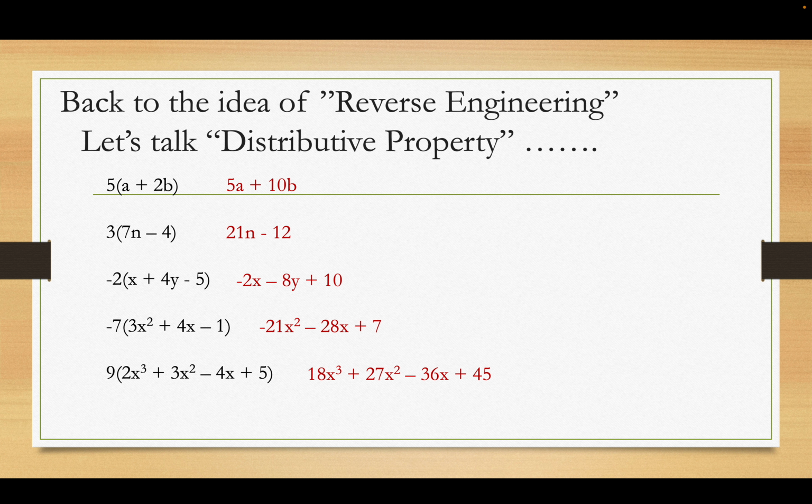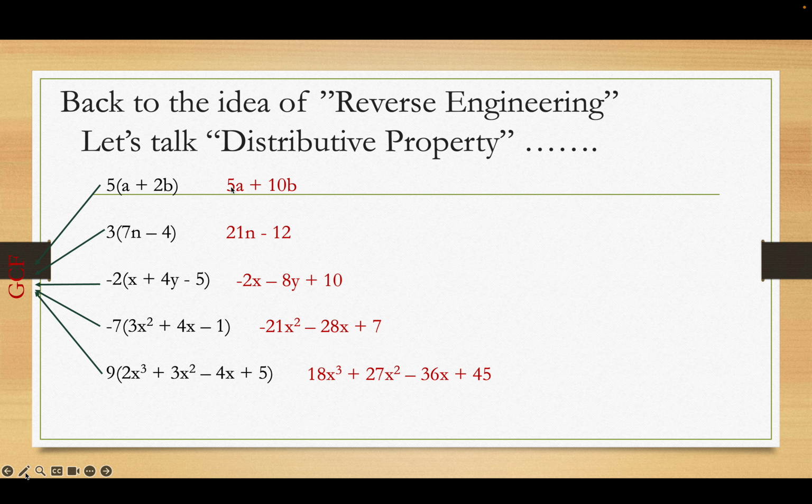So that's distributing. And by this point in the course, I'm confident in believing that you are very good at distributing. Okay? Now, this number in front, the thing we distributed, the 5, the 3, the negative 2, the negative 7, and the 9, that's what we call a greatest common factor. And when we factor something, the first thing we look to do is pull out any common factors that we can find.